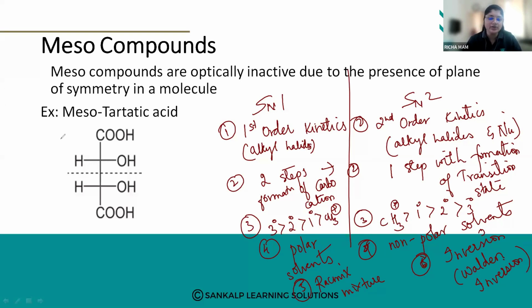Is it clear up to here? Yes. So these were some of the stereochemical aspects of nucleophilic substitution reactions. So please note down the SN1 and SN2 mechanism differences. These are very important. Up to here, everything is clear.